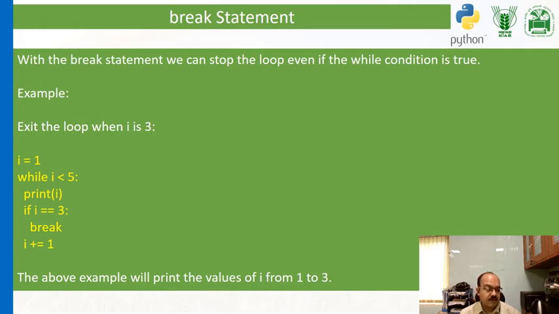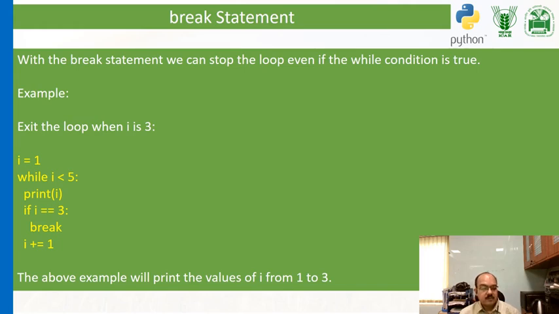But after that, inside the while loop, the if condition will be checked: if i == 3. So it will break. Means we will be out of the loop and the program stops execution.